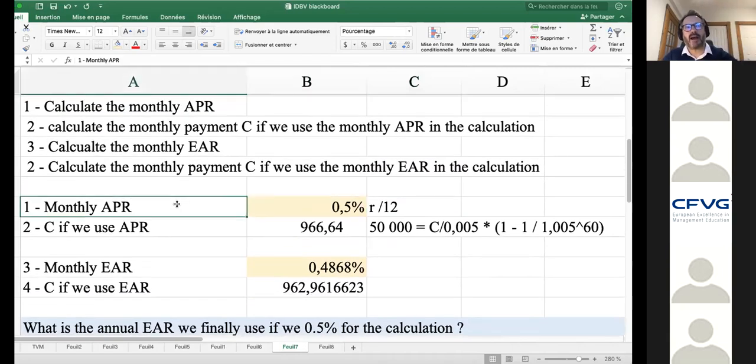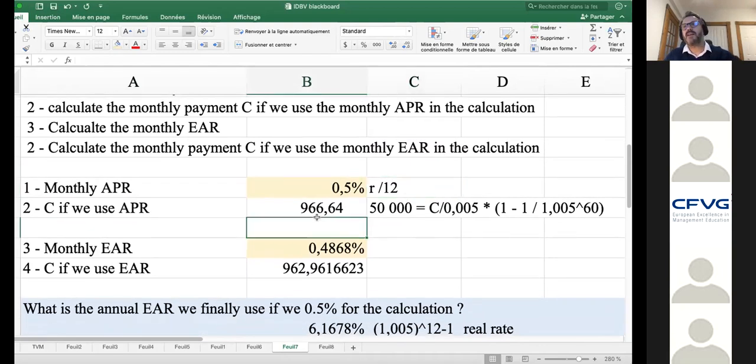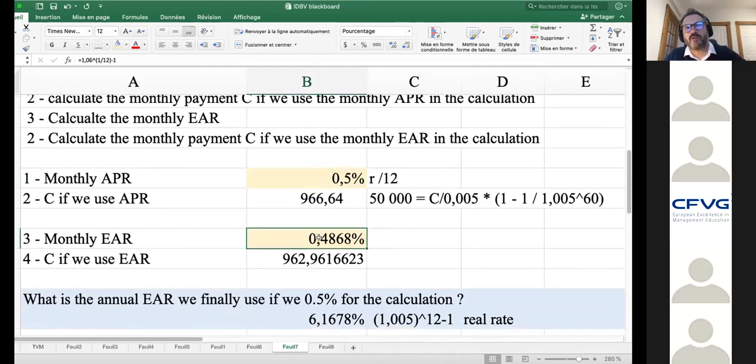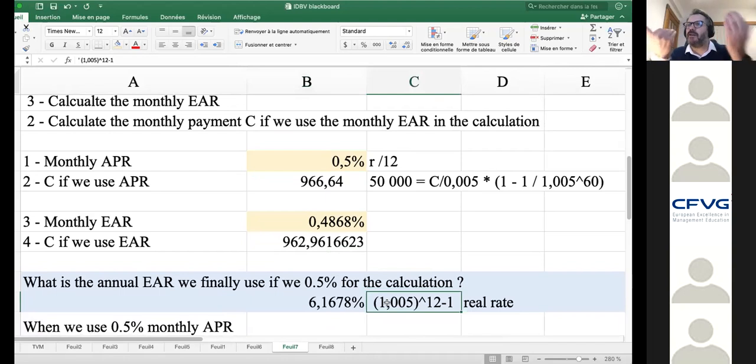Okay, so you say, okay, I do the monthly APR. So this is 0.5. Okay, because it's 6% divided by 12. And then I use that in my compounding formula with monthly compound. Okay, but finally at the end of the process, when you use 0.5, you use a higher rate than the 0.4868, right? So it means that it's more expensive for the customer. And so what is the real rate we used? Well, we can recalculate the yearly rate from the monthly rate.